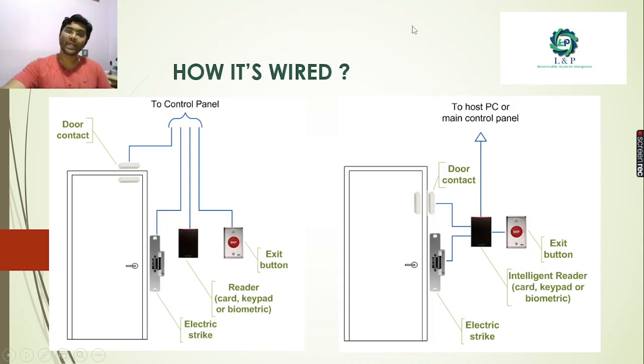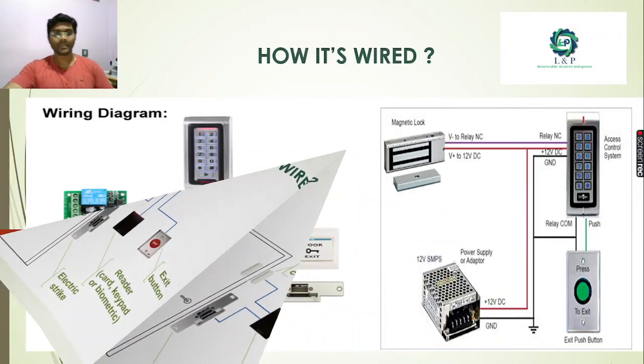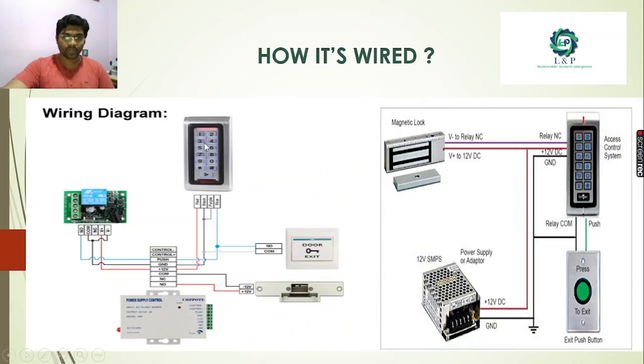From there we need to connect to the PC. See here, this is one example of a card reader, and this is an SMPS. From the SMPS we are giving power supply to the card reader devices, and this is the emergency exit button, and this is the magnetic lock.